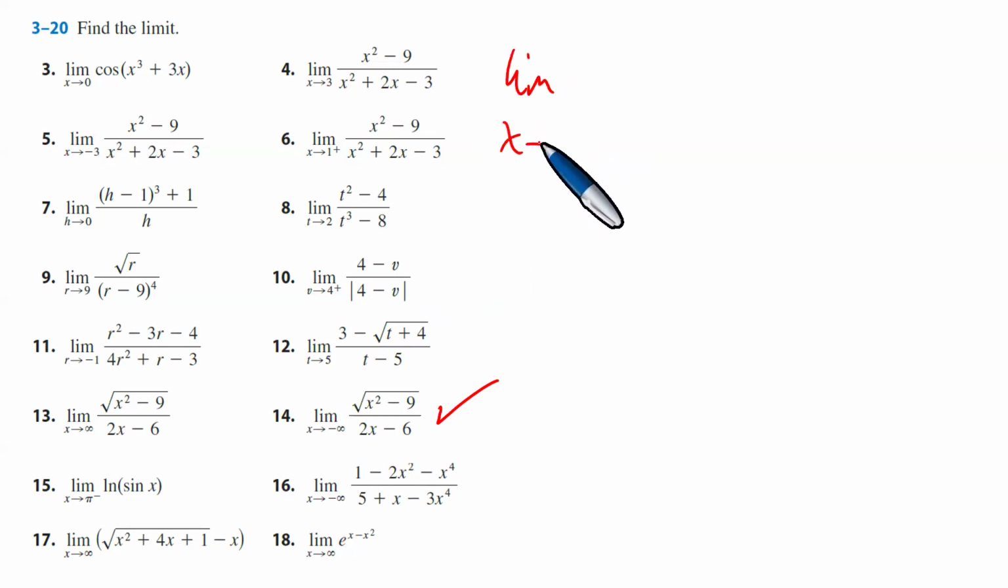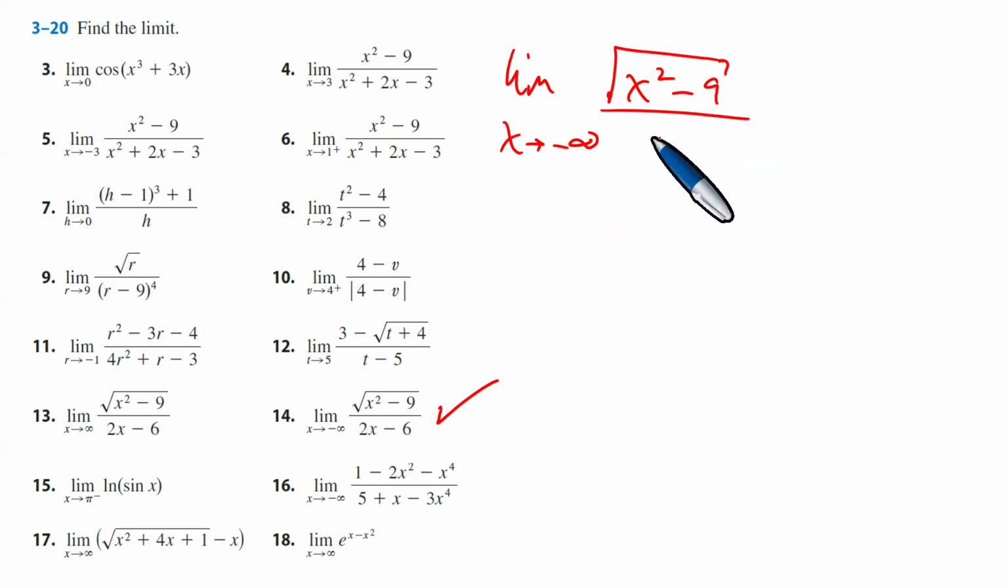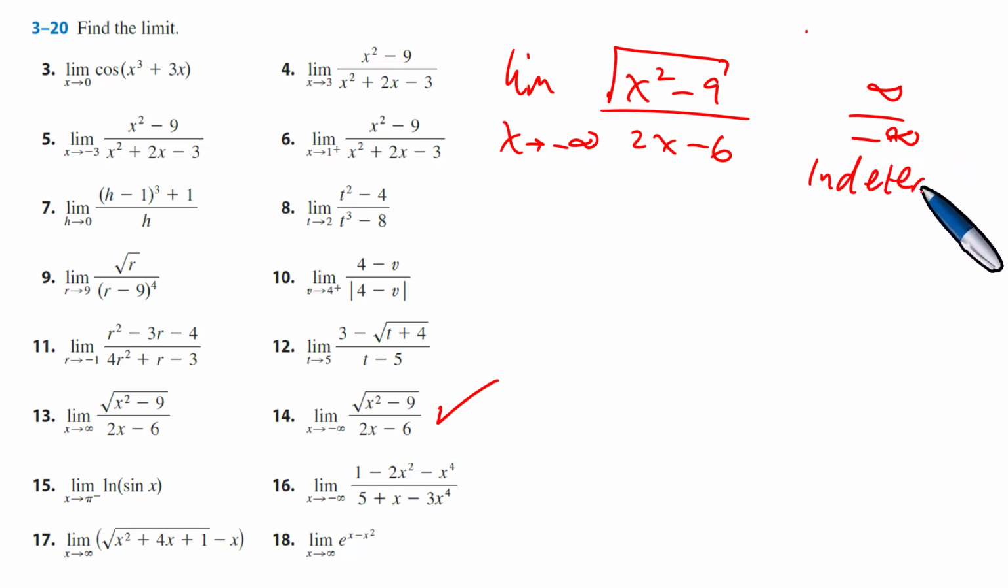So we have the limit as x approaches minus infinity of the square root of x squared minus 9, over 2x minus 6. If we substitute the infinity straight away, the denominator is 2 times minus infinity minus 6, giving minus infinity. In the numerator, you square minus infinity, getting infinity, and the square root of infinity is infinity. This infinity out of infinity is what we call an indeterminate form.